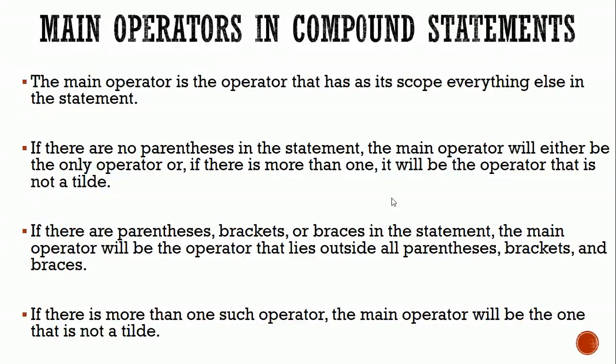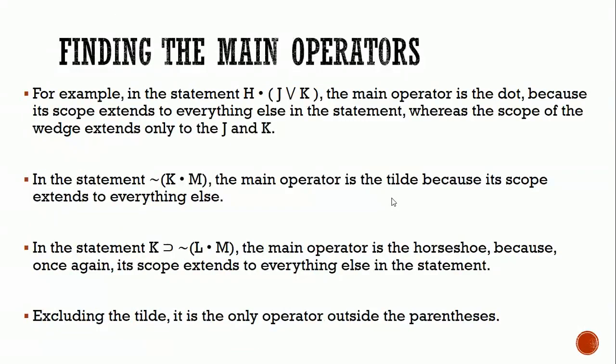So if there's more than one such operator, the main operator will be the one that is not a tilde. All right, we just have to look at some examples. This is clear as mud. So, finding the main operators. Let's look at this statement.